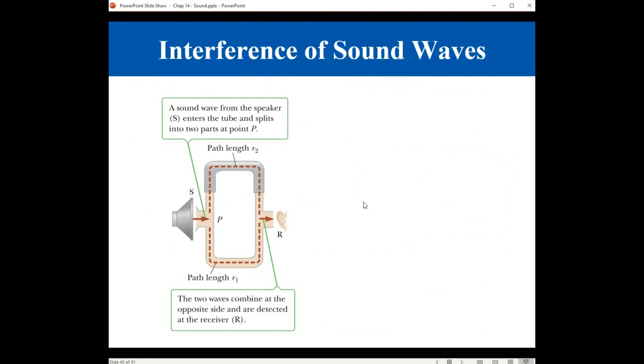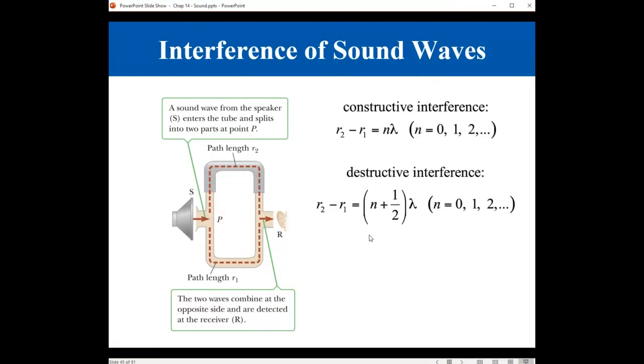Another phenomenon of interest is interference. Sound waves may interfere with each other, and interference may result in constructive or destructive patterns, depending on the phase difference between the sources.